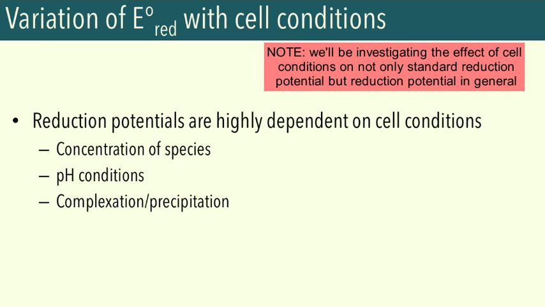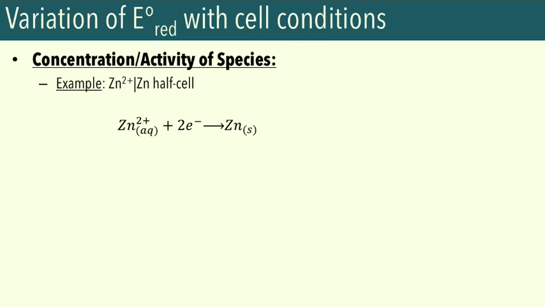So let's check out the first condition, and that is when we vary the concentration or activity of our species in our electrode. Okay, so as an example, let's consider the zinc 2 plus zinc half cell. Okay, so here's the corresponding reduction half reaction, and the corresponding Nernst equation is also given as follows. So again, for the most part, we'll be treating the activity of our zinc solid as 1. Okay? The standard conditions is also when the activity of our zinc ions is also equal to 1.